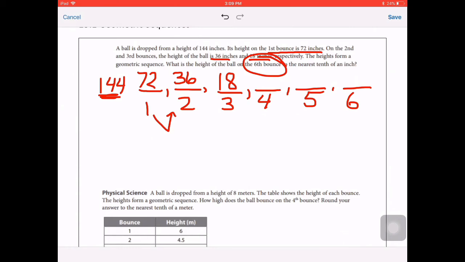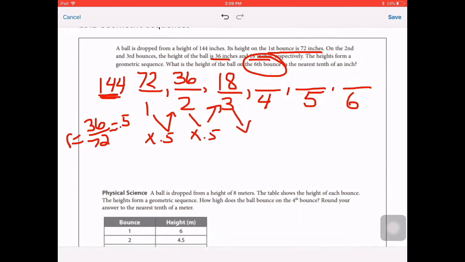If we have that the 3rd term is 18, so after the 3rd bounce we're at 18 feet, then we need to find what we're multiplying by. We can find the ratio by doing 36 divided by 72, the 2nd term divided by the 1st term, and we will find that as 0.5 or half, because 36 is half of 72. So we're going to multiply each number by 0.5 to get the next number.